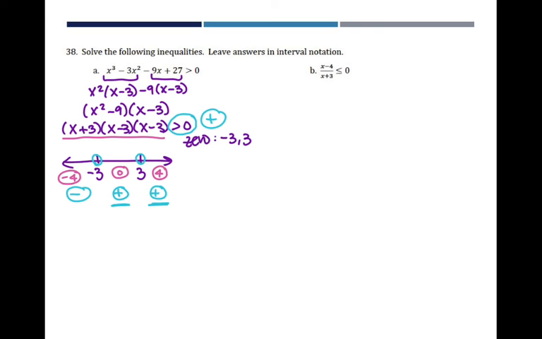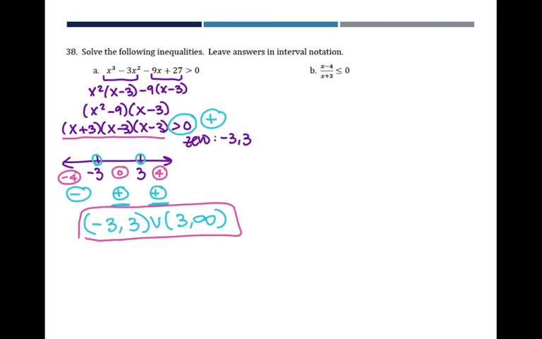So my actual solution will be the interval from -3 to 3 and 3 to infinity. Now, let's say you get to your final exam and you're like, oh crap, I don't remember how to do this. Use your calculator. So what I'm going to do is take my calculator and plug this into my y equals. So x to the third minus 3x squared minus 9x.